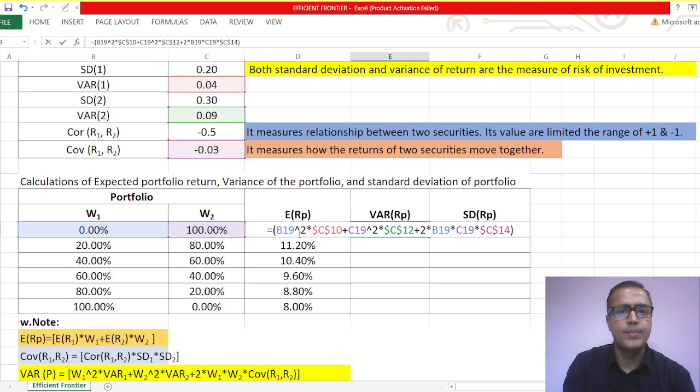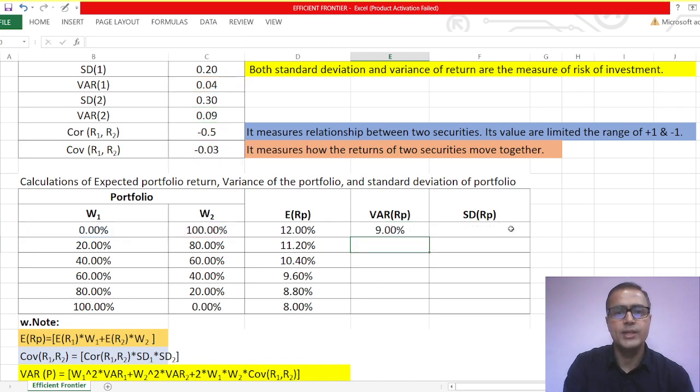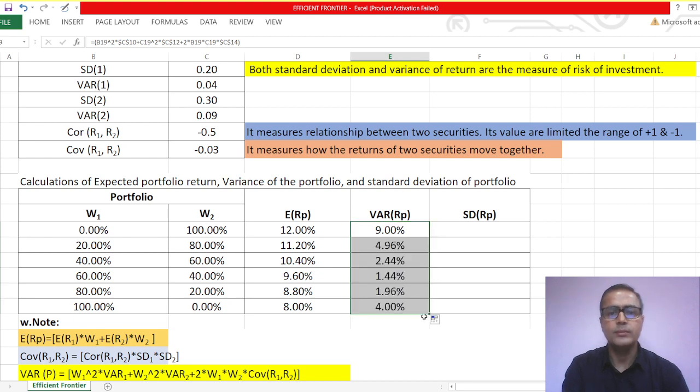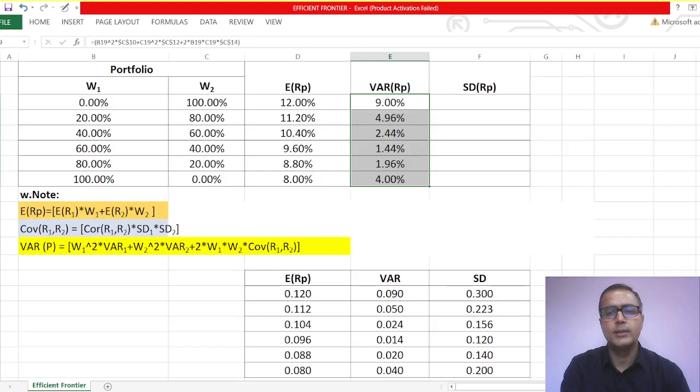You could check again. This is the proportion of investment in the first square, and this is the variance of 1. Similarly, the proportion of investment in the second square, and this is again the variance of this. Then we enter it, right? That will provide our variance of 9%. Then you simply drag it. This way you could find the variance.